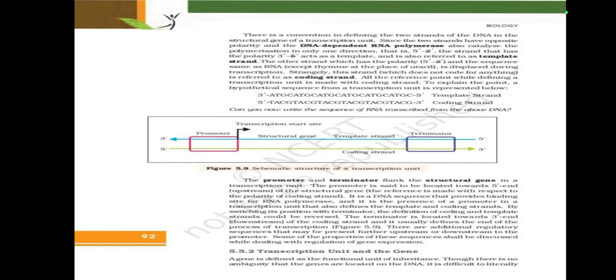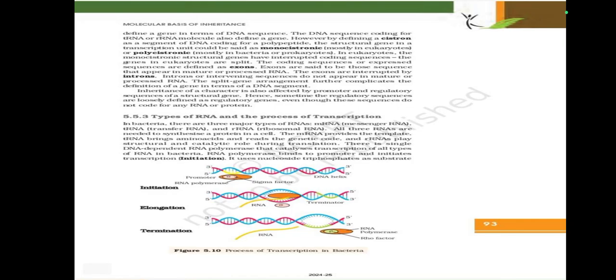Some of the properties of these sequences shall be discussed while dealing with the regulation of gene expression. Transcription unit and the gene: the gene is defined as the functional unit of inheritance. Though there is no ambiguity that the genes are located on the DNA, it is difficult to literally define a gene in terms of DNA sequence. The DNA sequence coding for tRNA and rRNA molecules also defines a gene.